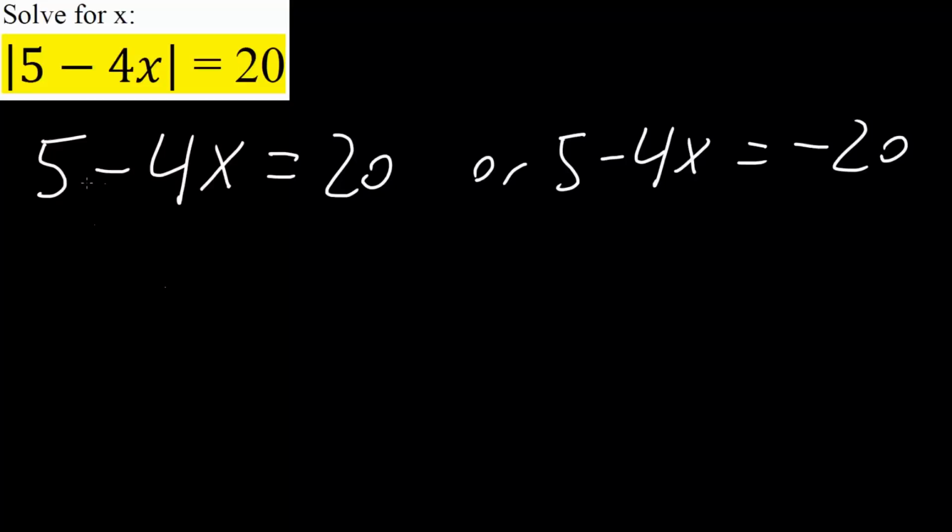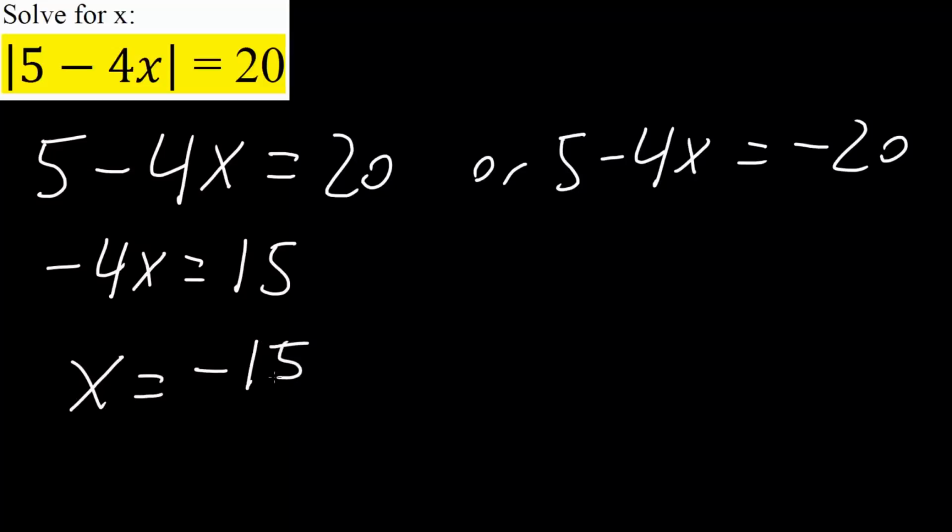And so let's solve for x. So we can say negative 4x is equal to 15. 20 minus 5 is 15. And now we can divide by negative 4. So we would get x is equal to negative 15 divided by 4. And so this would be one possible answer for x.